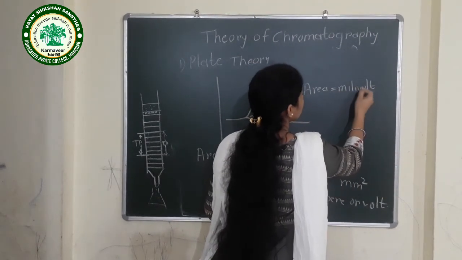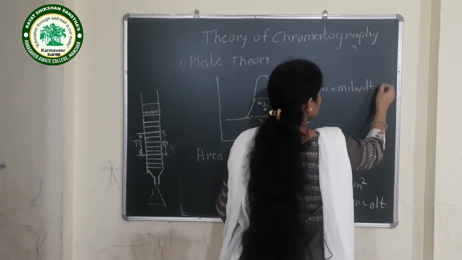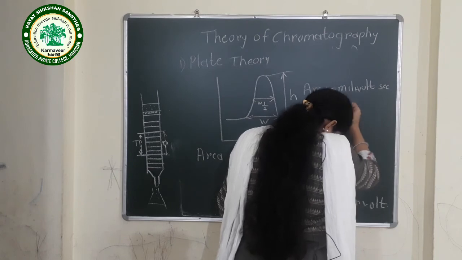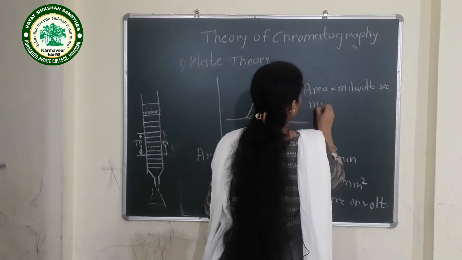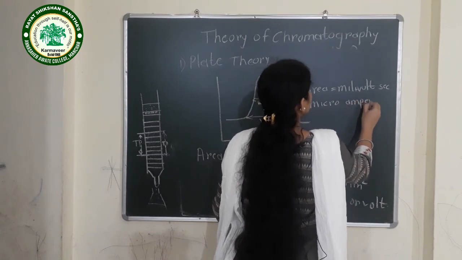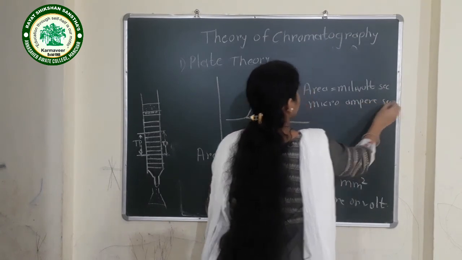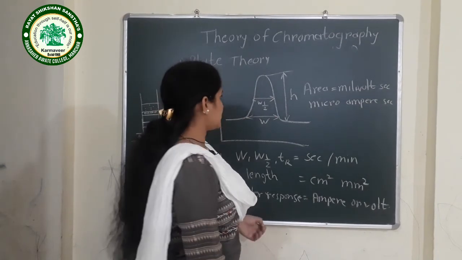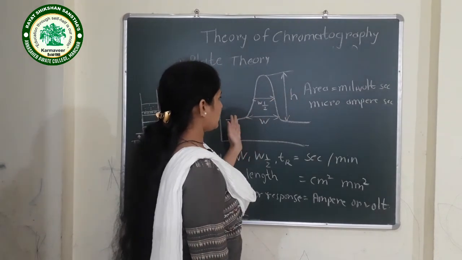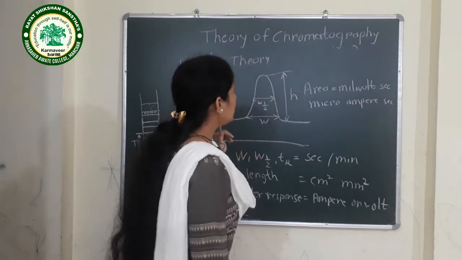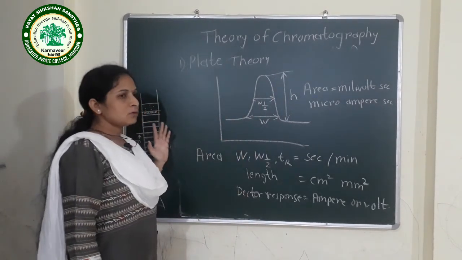Therefore, the area of the peak is given by the unit millivolt second or microampere second. The area of the peak can be calculated from the height of the peak and the width of the peak. This is all about the plate theory.